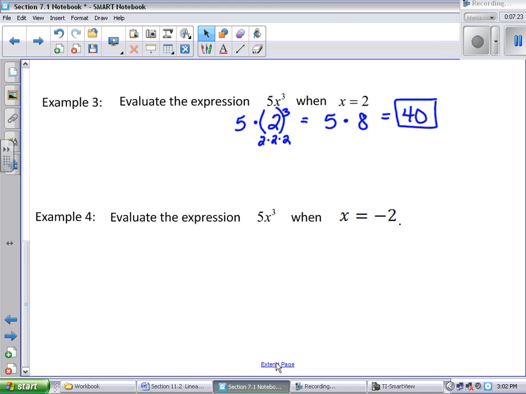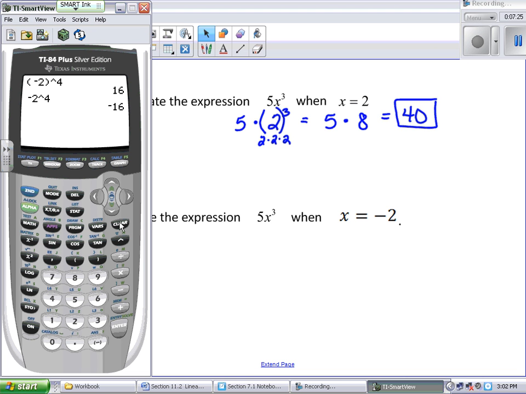So again, we can do that on the calculator. 5 times 2 raised to the 3rd power, and it will give us 40, all as one calculation.